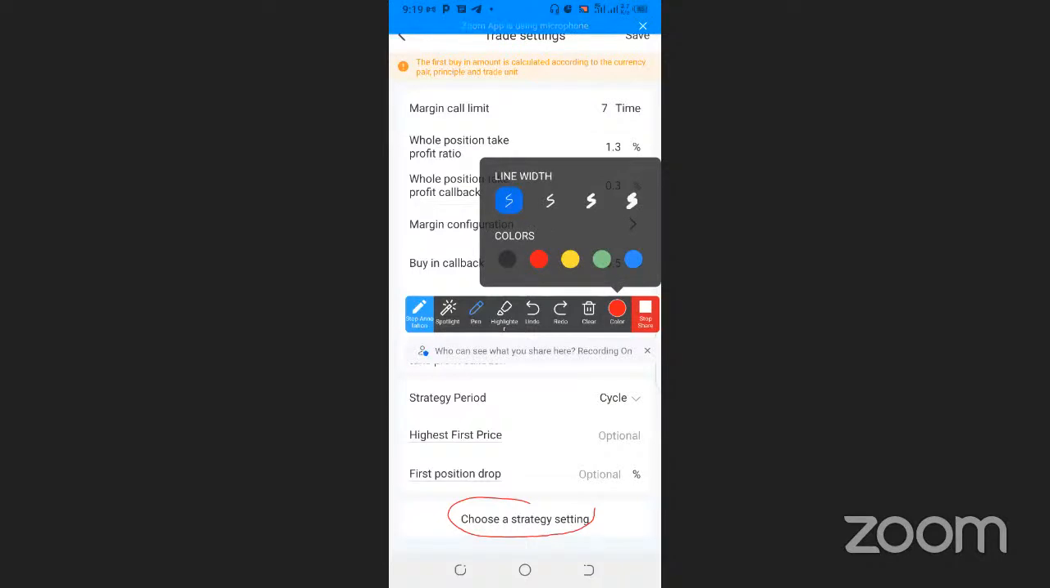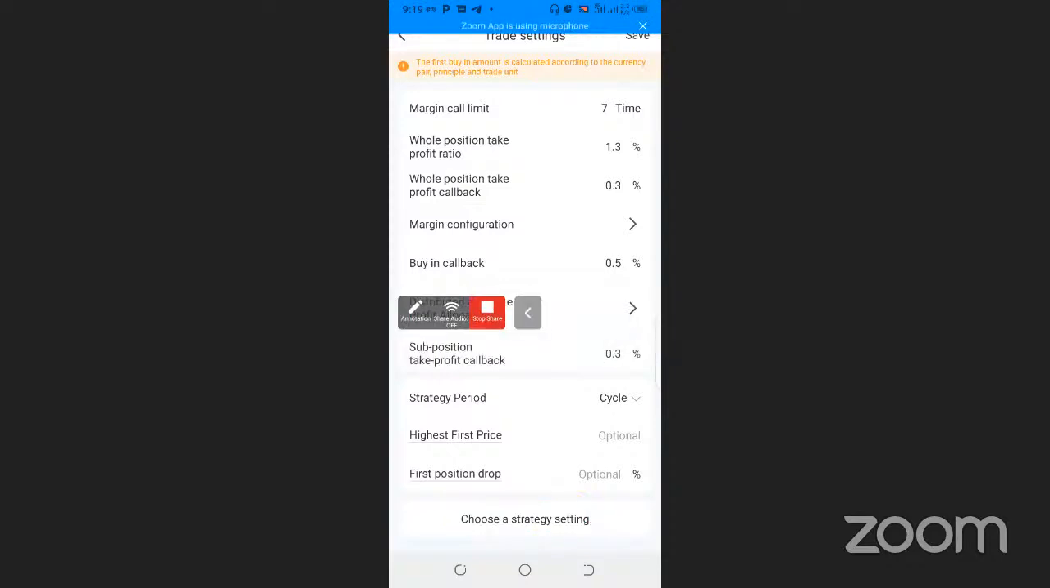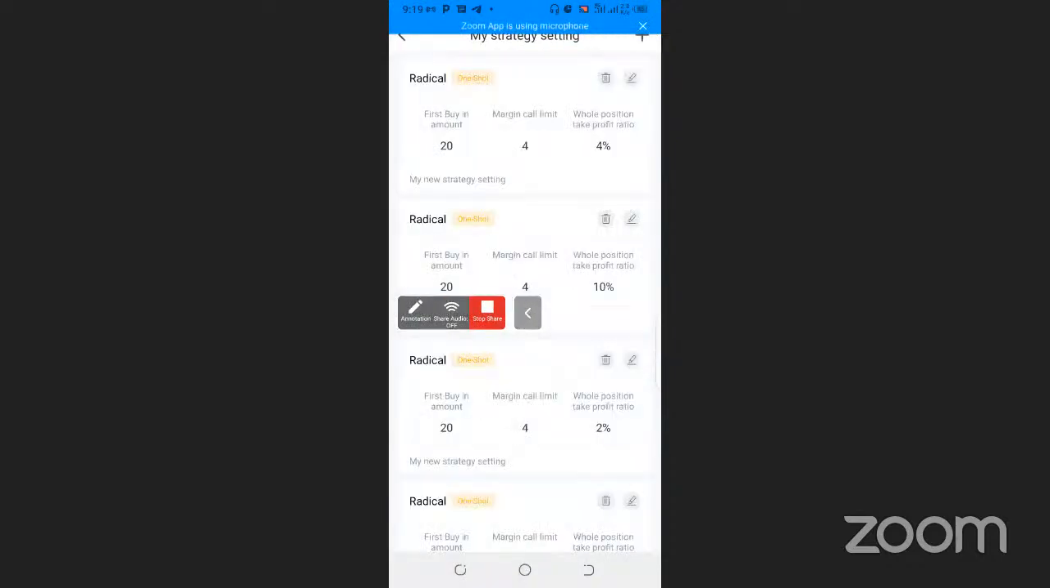Because we need to do that. We need to choose our own strategy. That is what we are seeing here. Now, what do you do? You click on it. It will take you to this place. If you have not added your own, it will show you add, and you click on add. When you click on add, it will bring you to this place.